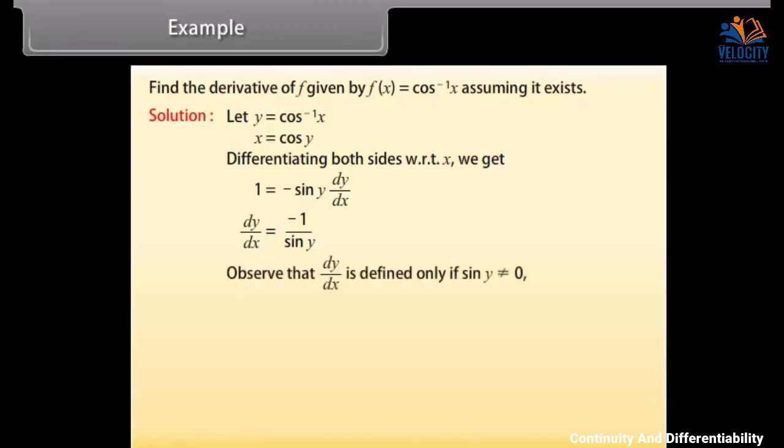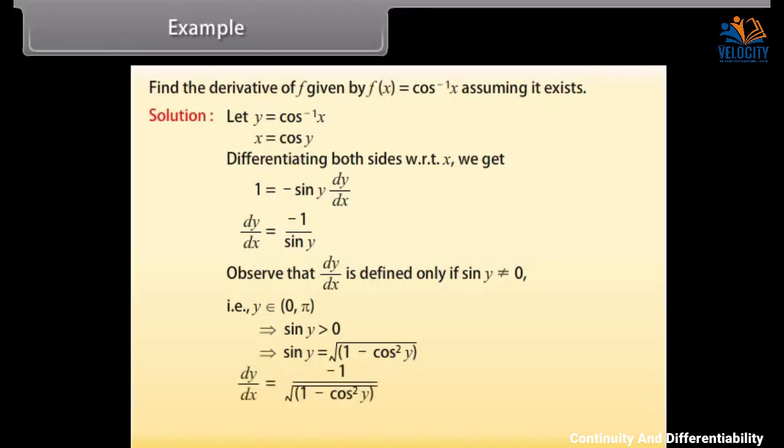Observe that dy/dx is defined only if sin y is not equal to 0. That is, y belongs to (0, pi). It implies sin y is greater than 0. It implies sin y is equal to square root of 1 minus cos square y. dy/dx is equal to minus 1 by square root of 1 minus cos square y is equal to minus 1 by square root of 1 minus x square.